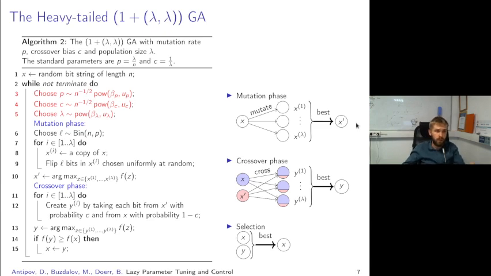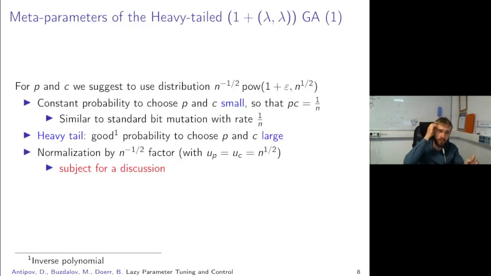Well, so here we propose to choose all the parameters of the algorithm at the start of each iteration. So we choose p, c, and lambda from some power law distributions. And here are our suggestions for the meta parameters of the algorithm, which are the parameters of the distribution which we use for the choice of the parameters.